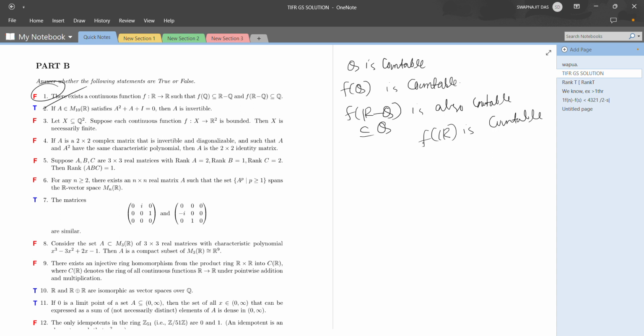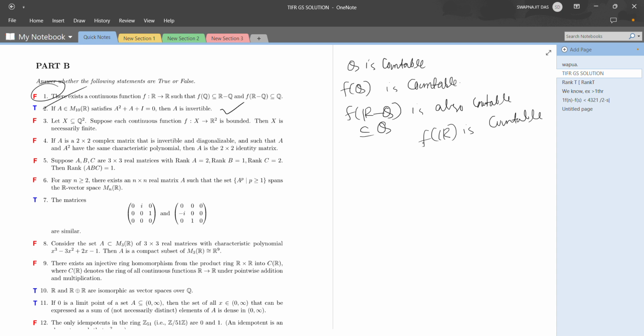And if A is not invertible, that means 0 is an eigenvalue, right? That means 0 must be a root of the minimal polynomial. But x squared plus x plus 1 doesn't have 0 as its root. So clearly 0 is not an eigenvalue, so A is invertible.